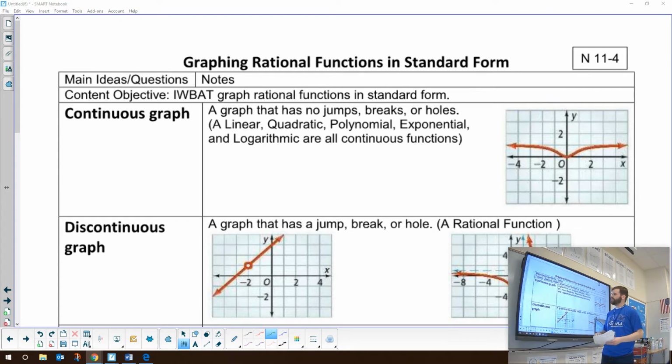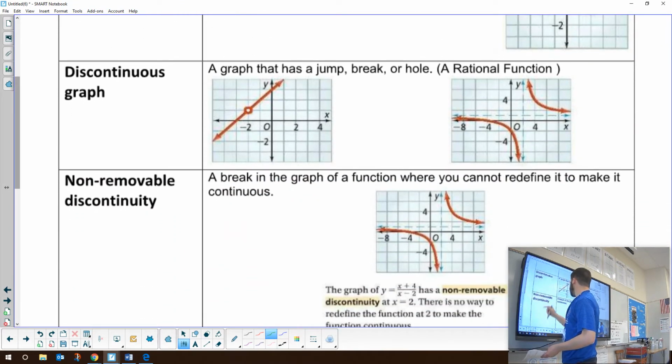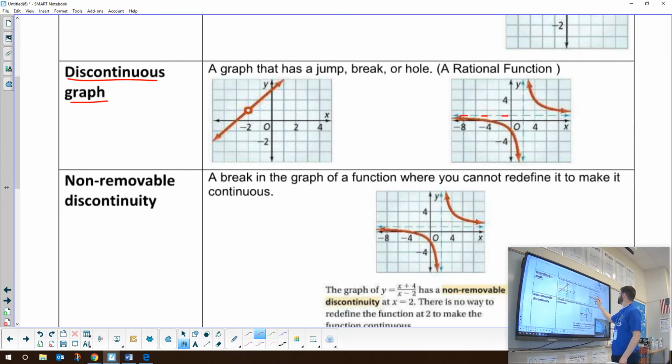First off, we have normal graphs called continuous graphs. Continuous graphs are just ones like linear, quadratics, things we've learned about before that just go straight through and don't have any breaks. Well, today we're going to have asymptotes. And with asymptotes, we actually end up with what's called discontinuous graphs. So these asymptotes break up my graph into spaces where my graph cannot go.